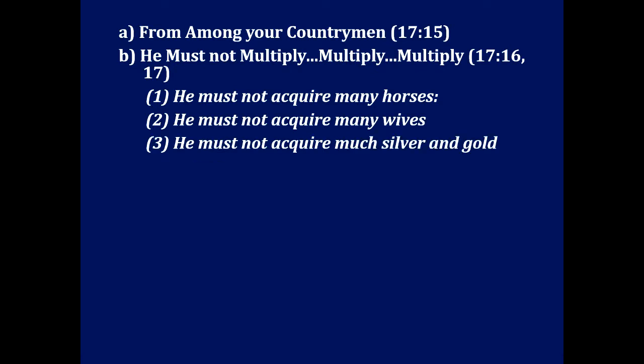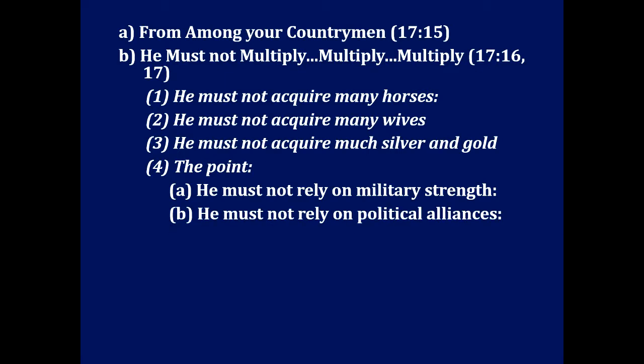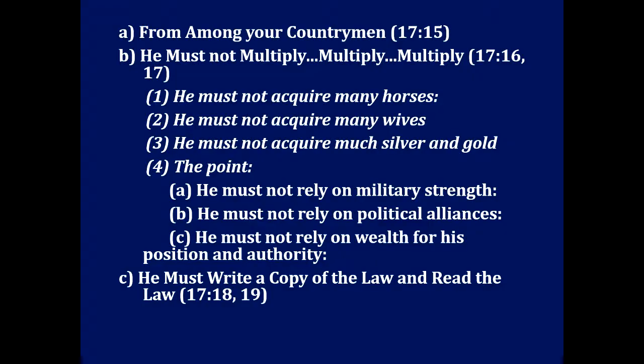He must not acquire much silver and gold. And the point is that he must not rely on military strength. He must not rely on political alliances. He must not rely on wealth for his own position and authority. Solomon failed, right? Oops, a big one, right? It's exactly what happened. He must write a copy of the law and read the law, 17:18 and 19.